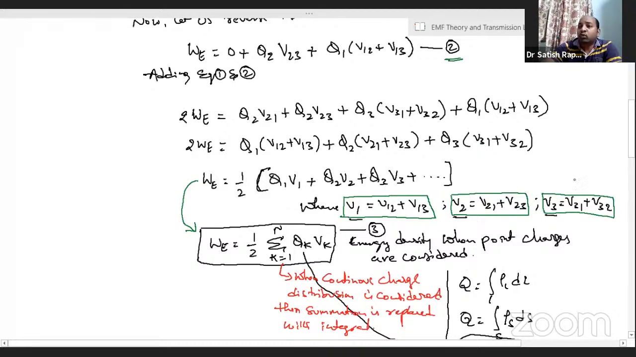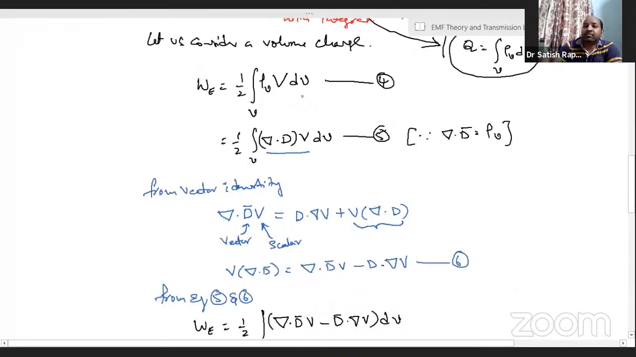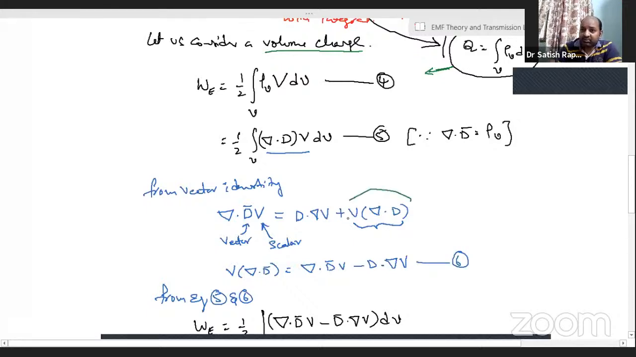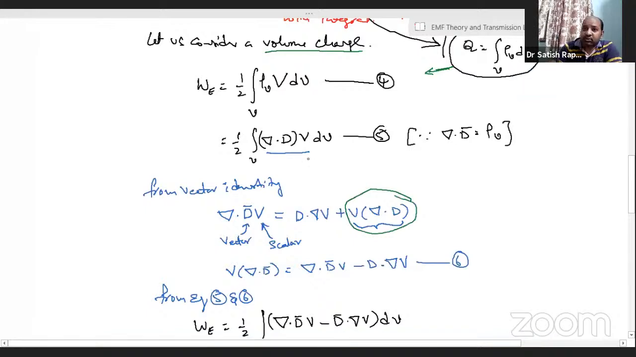So then Q is replaced like this, right? So let us consider a volume charge, then Q is replaced with this one. Here, Q is equal to volume integral rho v dv. So therefore, substituting that, we will get this one. And from vector identity, the divergence of product of vector and scalar, the expansion is this one. So from this, we require this term, because here we have this term, right? So therefore, finding out this term, we have equation 6.